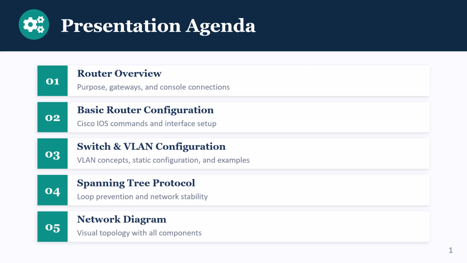Our agenda covers 5 sections: router and gateway fundamentals, Cisco iOS configuration, VLANs and switch setup with a real-world example, the spanning tree protocol, and a comprehensive network diagram tying everything together.